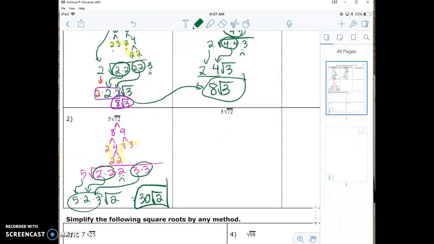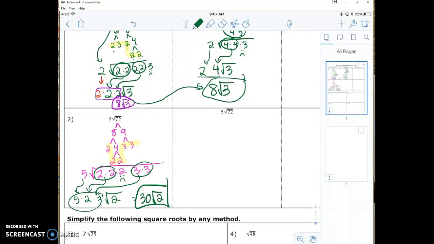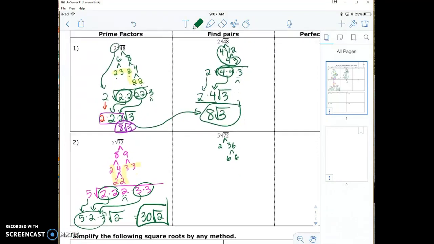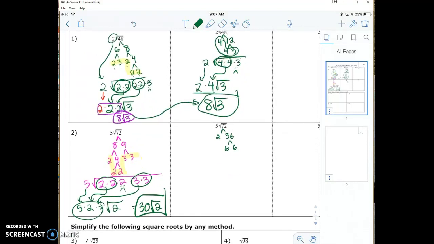Let's try with 72. I could do 8 times 9 again, but maybe this time I use 2 times 36. 2 times 36 also equals 72. And I know that 36 is 6 times 6. Just like on the last one, I can see that I already have a pair, and 2 is prime. That can't be broken up anymore. So I can write down what's on the ends of my branches. 2 times 6 times 6.